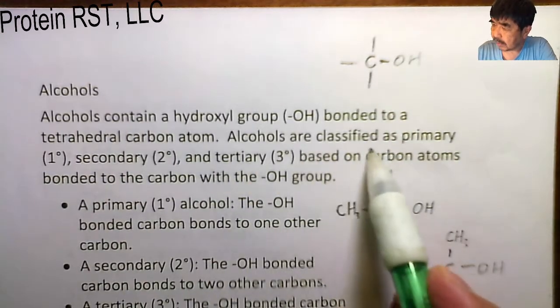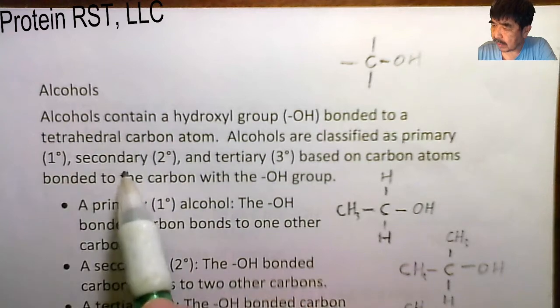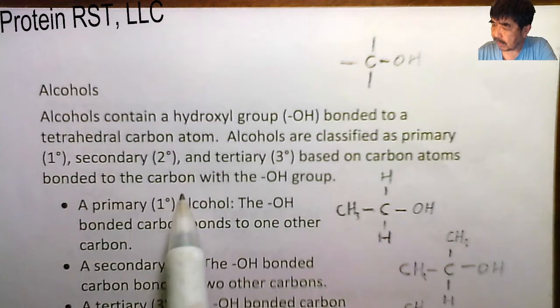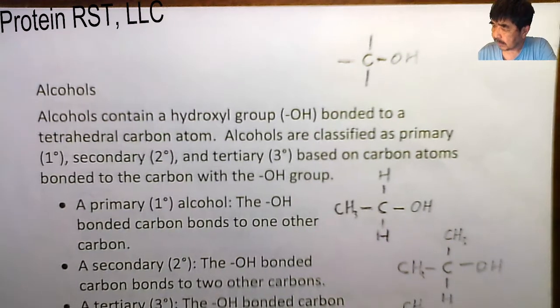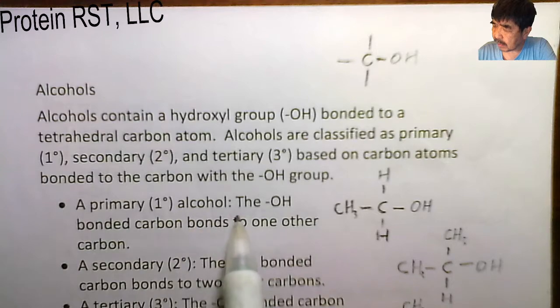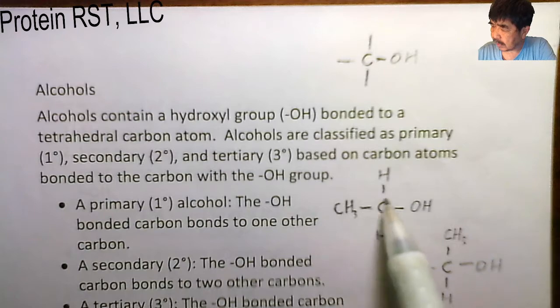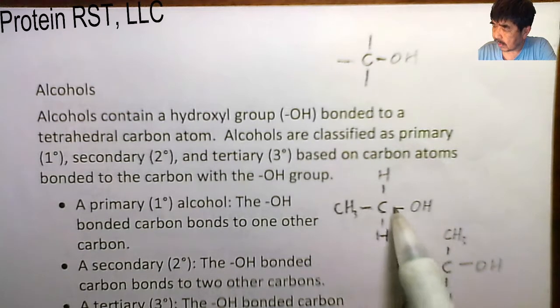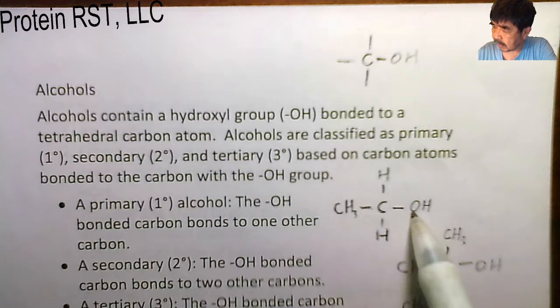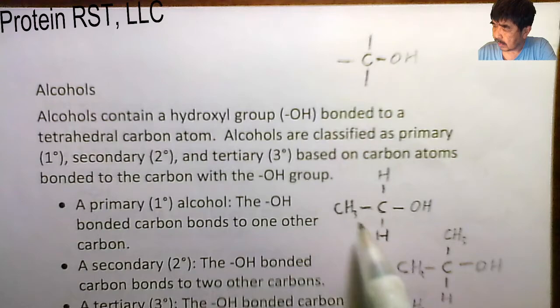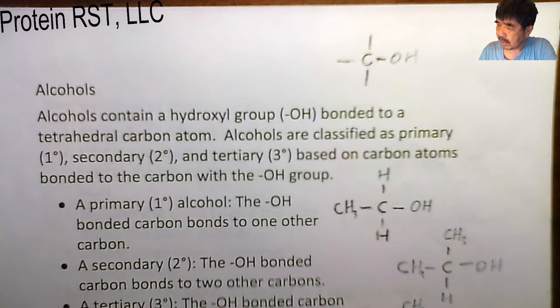Alcohols are classified as primary, secondary, and tertiary based on the carbon atoms bonded to the carbon with the hydroxyl group. Primary alcohol: the hydroxyl-bonded carbon is bonded to one other carbon. This is the primary alcohol here. This is the carbon bonded to the hydroxyl group. It bonds to another carbon here, and the other two are hydrogens. This is the primary alcohol.